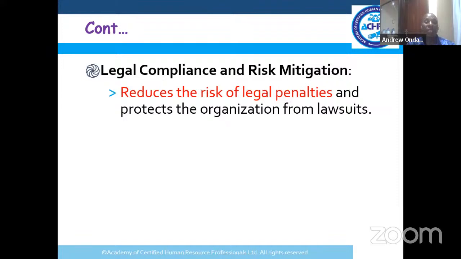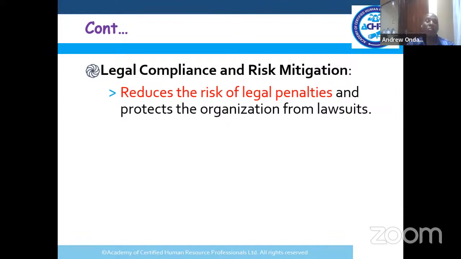1, the Employment Act. 2, the Labor Relations Act. 3, Work Injuries and Benefits Act. And 4, Occupational Safety and Health Act. We need to comply with all these labor laws. For example, in recruitment, we must ensure that there is no discrimination, which is against the Employment Act. If somebody feels discriminated, they might go to court and sue the organization, which is a risk. A risk in the sense that we are going to spend a lot of money to fight a fire that we could have avoided.